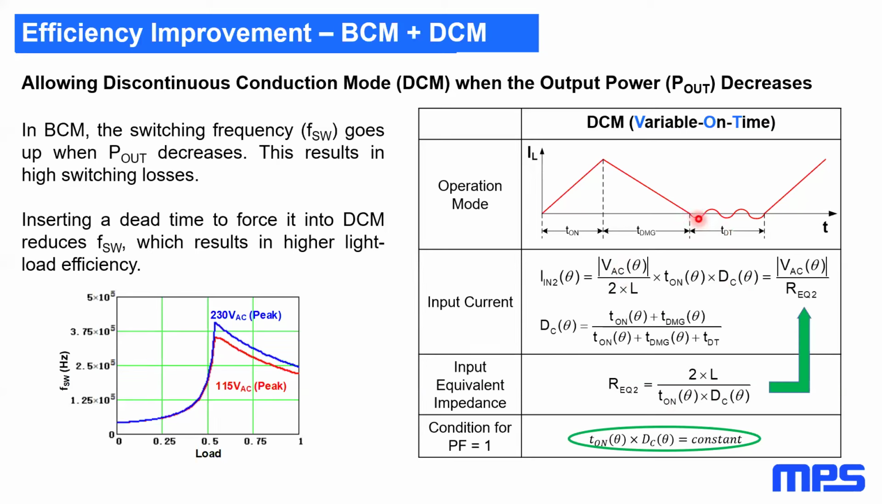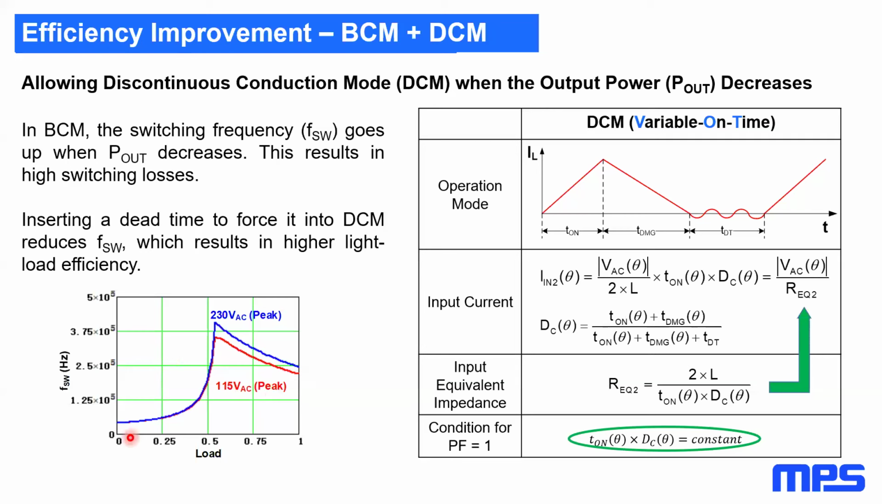Practically, this means that when you insert a dead time here, you need to adjust the on time proportionally so that you keep that factor of T on times the duty cycle of this dead time constant. If you ensure that, then you can still ensure a good PF in discontinuous conduction mode while the load decreases.